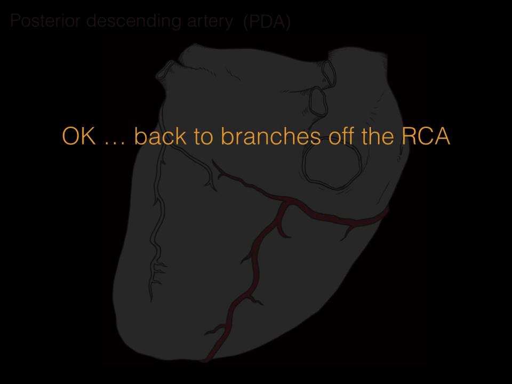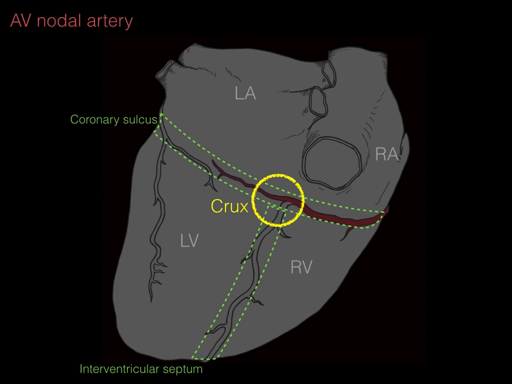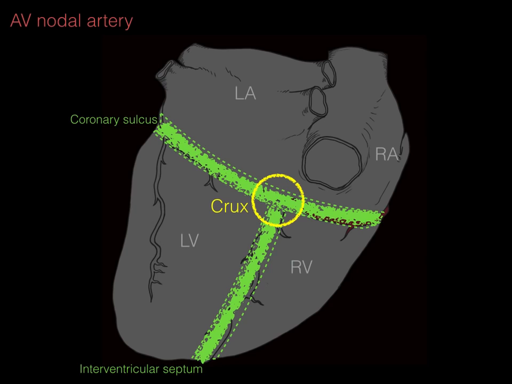All right, enough of that. Back to the branches off the right coronary artery. This shows our left and right atria, left and right ventricles. To talk about the AV nodal artery, let's do a little anatomy review of the heart. That circle represents what's called the crux of the heart. It gets its name because there's our coronary sulcus and there's the interventricular septum, and that forms a T-shape that also looks like a cross. Crux is cross in Latin.